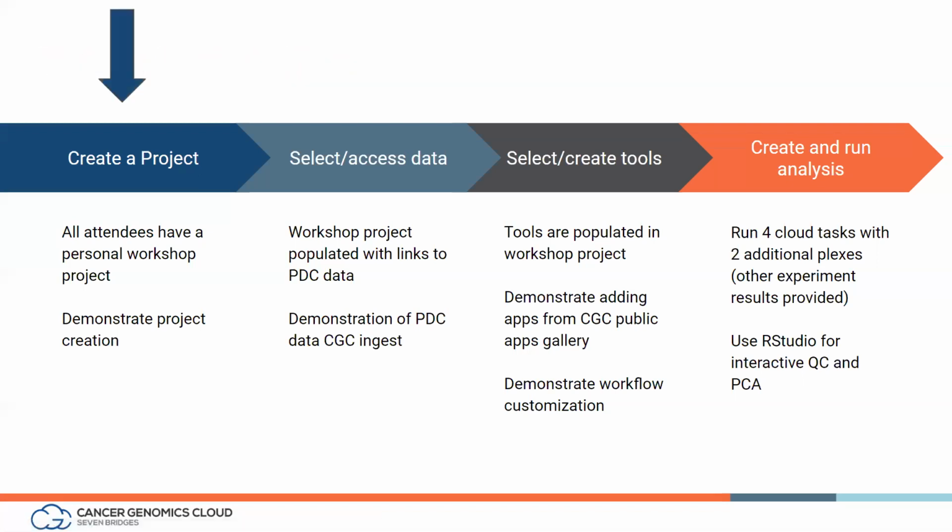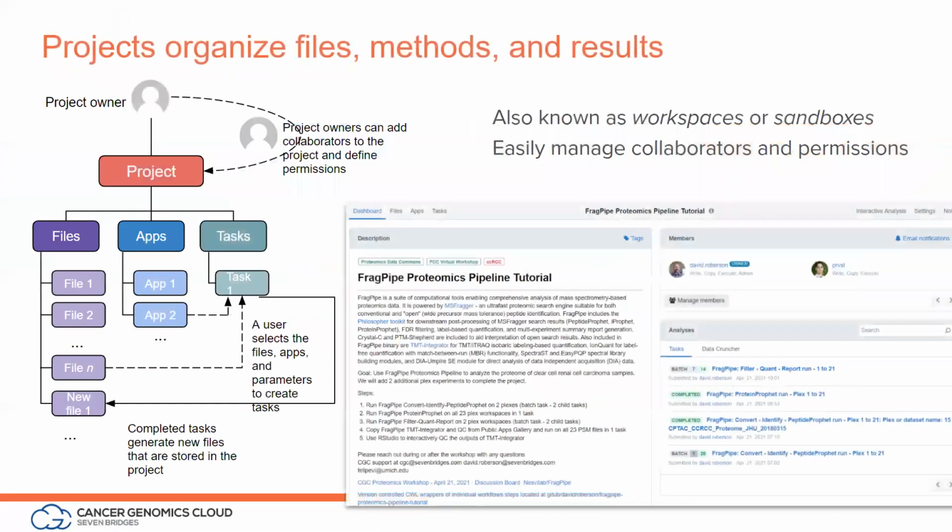So let's talk about projects. I just want to briefly talk about these different categories and touch on some things. Projects are the main organizational unit within the Cancer Genomics Cloud, and just think of them as containers. They're containers for files. They're containers for apps, which are also known as CWL tools. More on that later. And when you run a CWL tool, that's called a task. So a task is either a running analysis or one that's already completed, and you'll see examples of that.